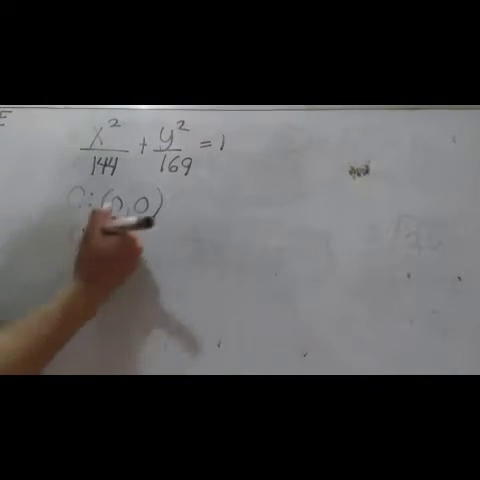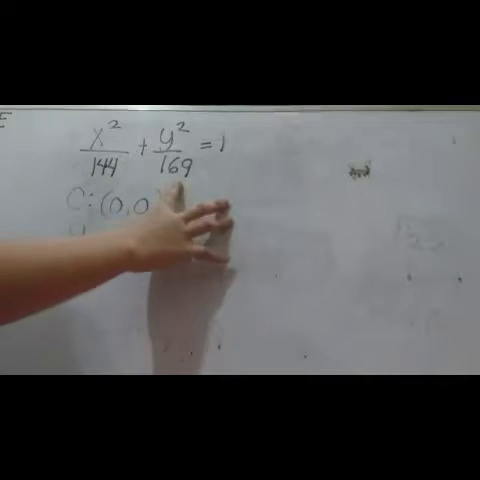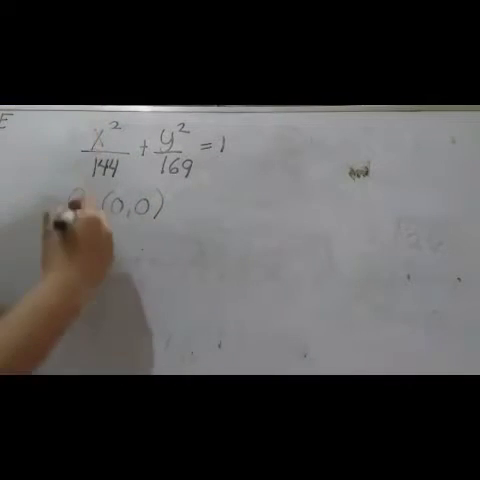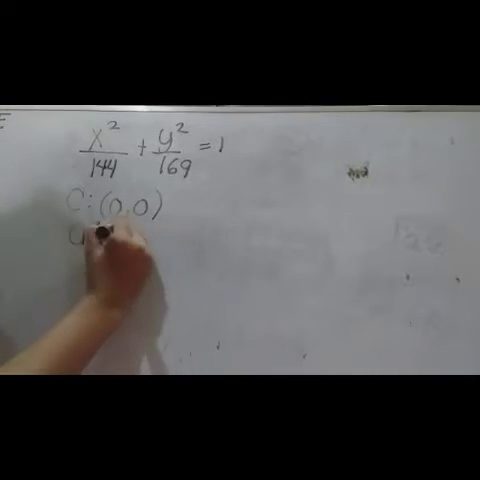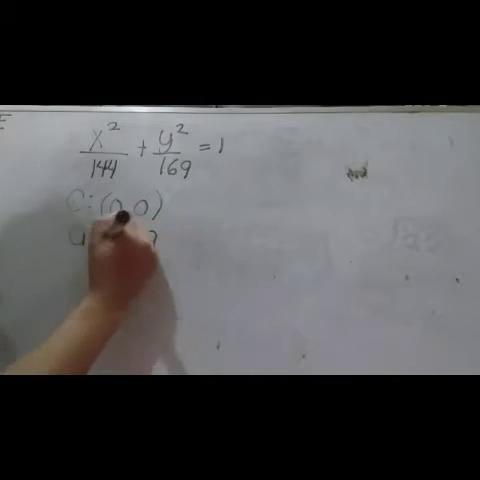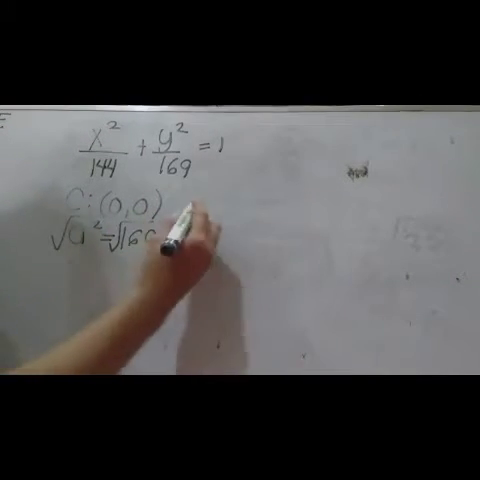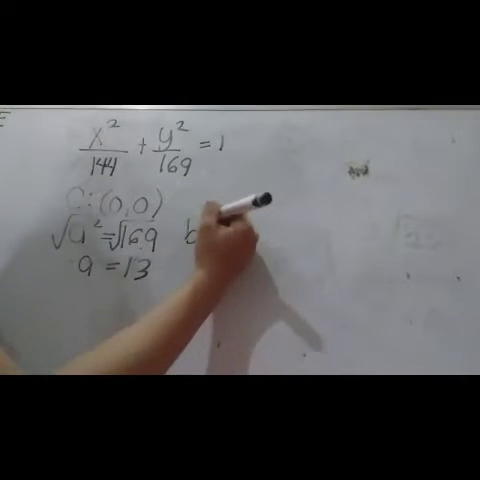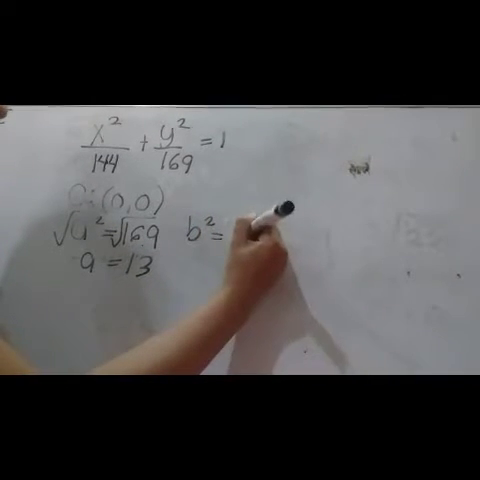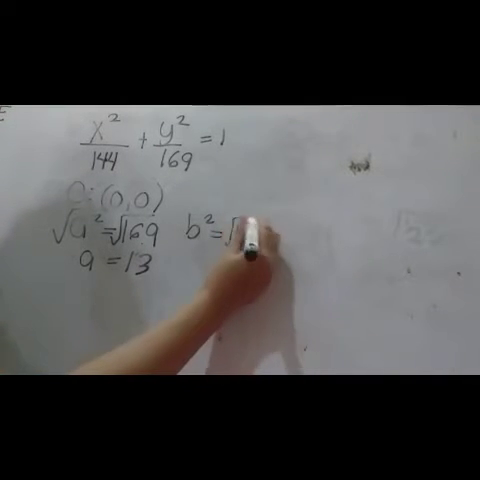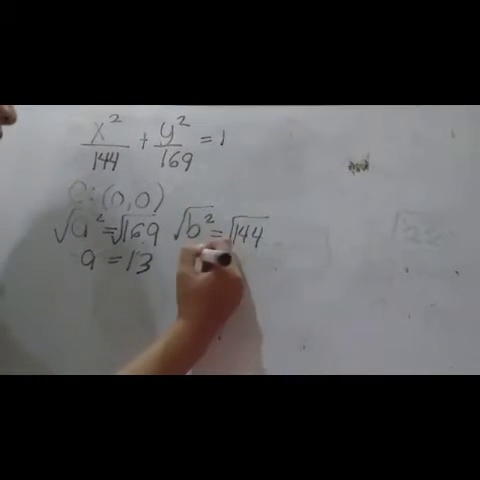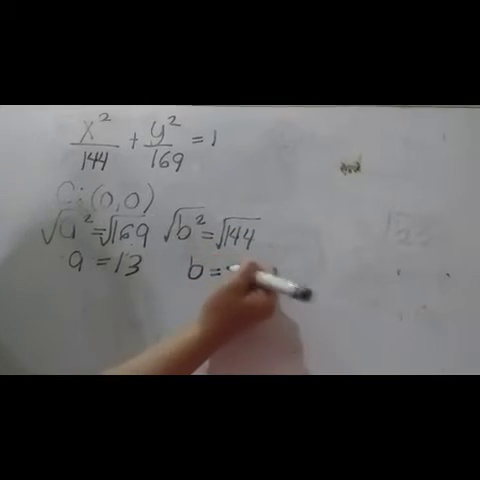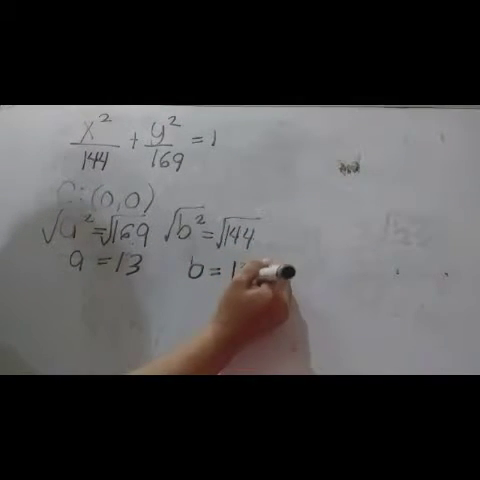The next thing we need to find is A. Since 169 is the bigger number, our A is the square root of 169. Now we have A equal to 13. And B is the square root of 144, so our B is equal to 12.